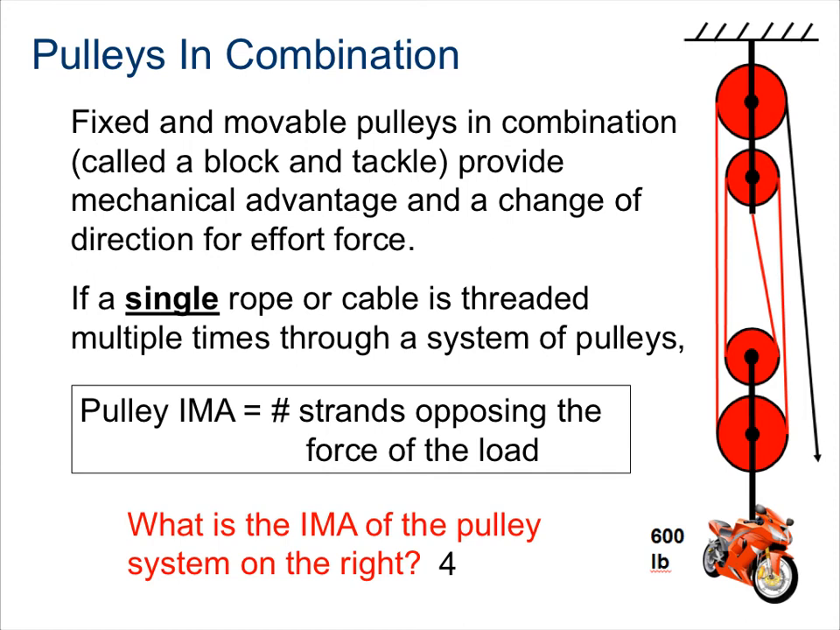Note, if a single rope or cable is threaded multiple times through a system of pulleys, you can find the ideal mechanical advantage of the pulley by counting the number of strands opposing the force of the load. So in this case, our load is a 600-pound motorcycle. The load is going down. If I count the number of strands opposing that load, I have 1, 2, 3, 4. I can't count this last one because this strand is going in the same direction as the load. So we would say, based off this scenario, the IMA of the pulley system is 4.